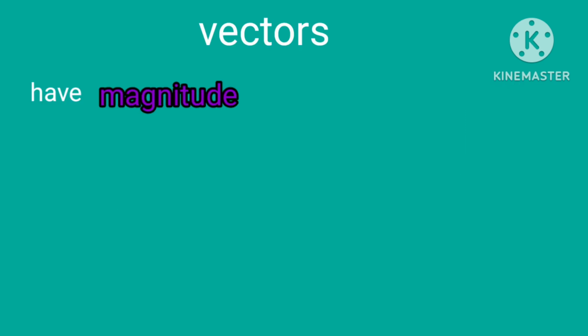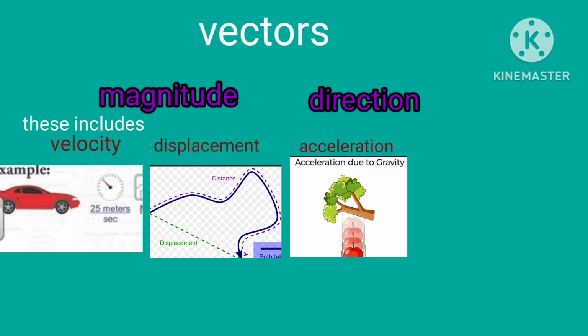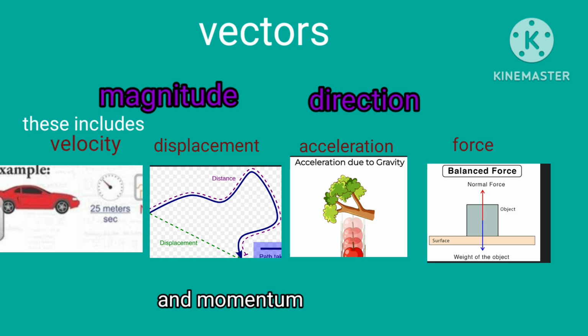Vectors, on the other hand, have both a magnitude and a direction. These include things like velocity, displacement, acceleration, force, and momentum.